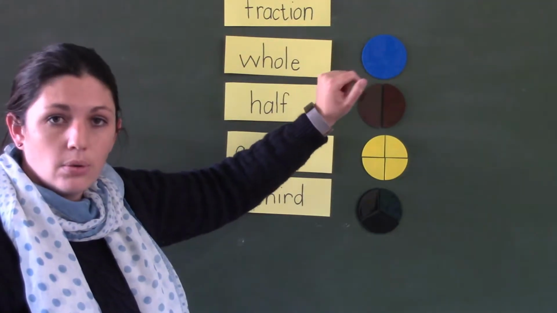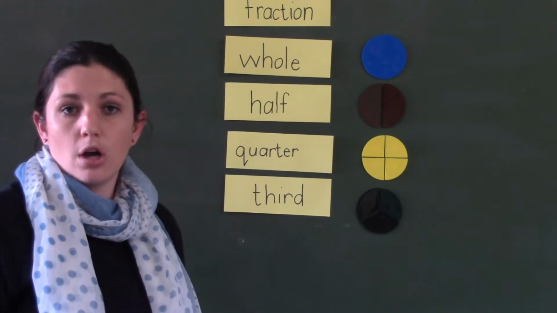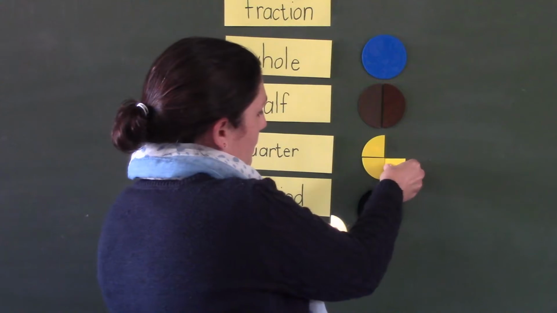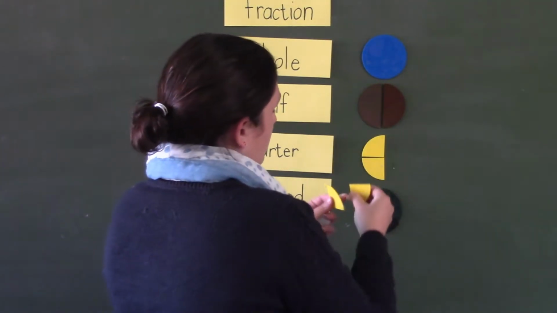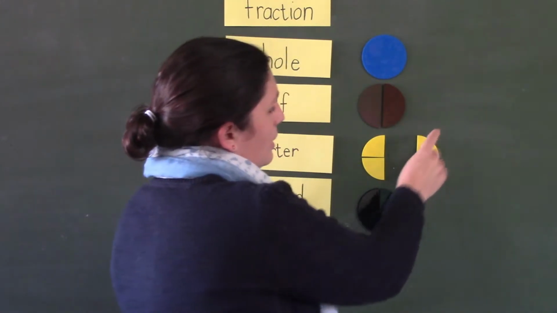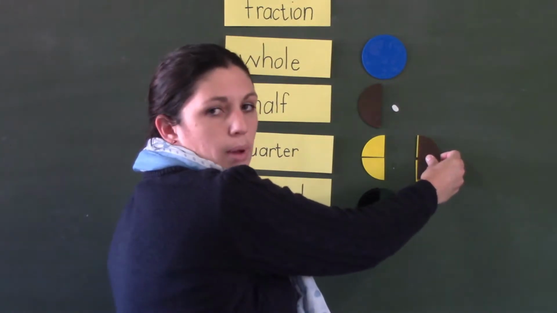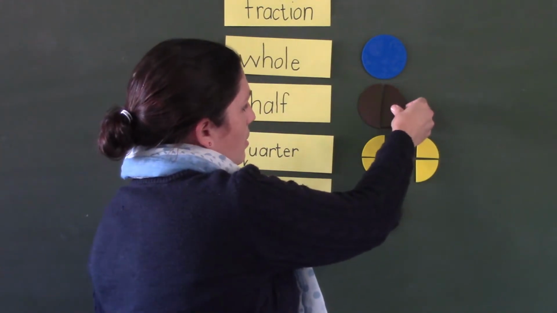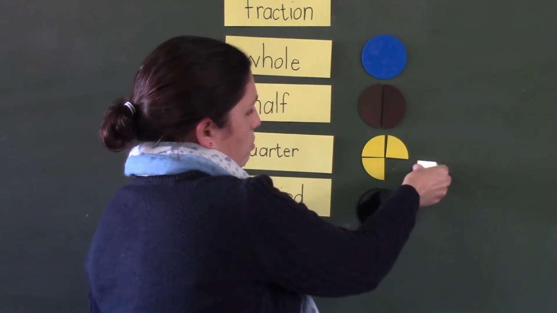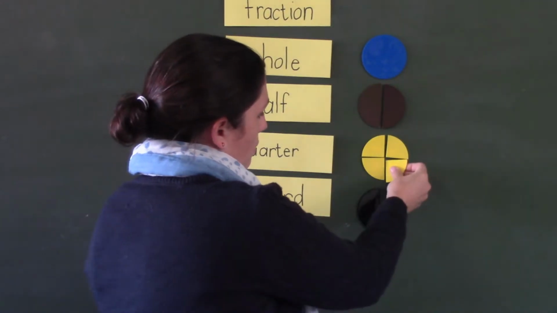Likewise, if somebody says to you, I'm going to give you 2 quarters of my pizza, and they give me these 2 pieces over here, they have actually given me the same as 1/2 of my pizza. Okay, so 4 quarters is the same as 1 whole, and 2 quarters is the same as 1/2.